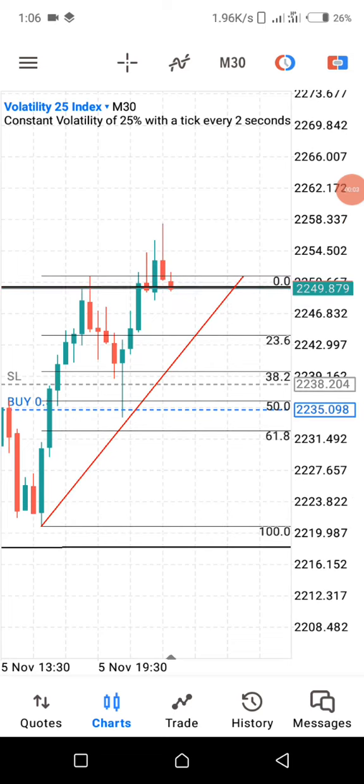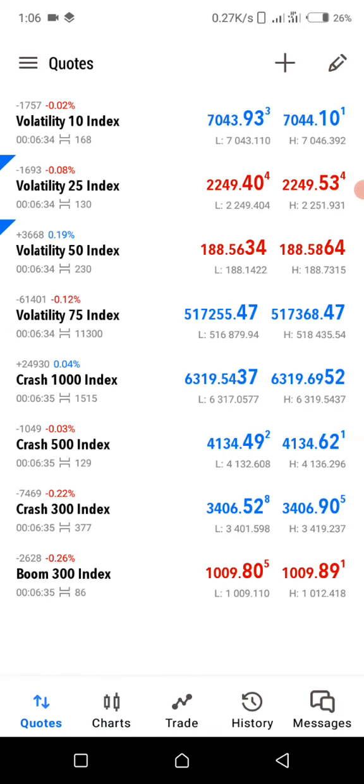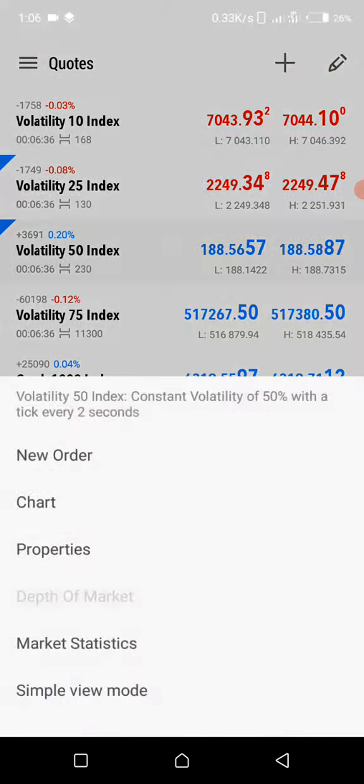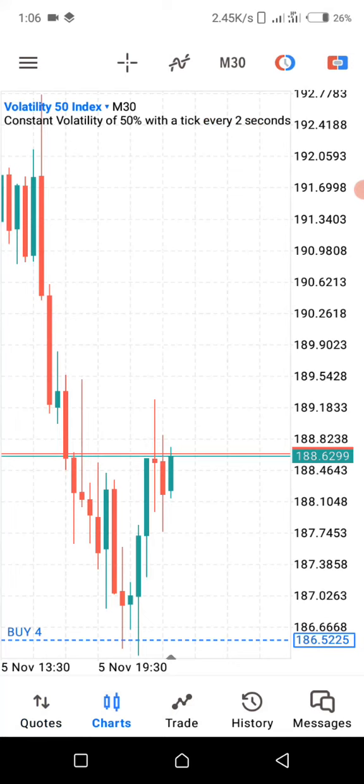So it has been over 2 hours since the trade started running, and now this is not the only trade I have on my screen. So you can see on Volatility 50, I have a buy position there.